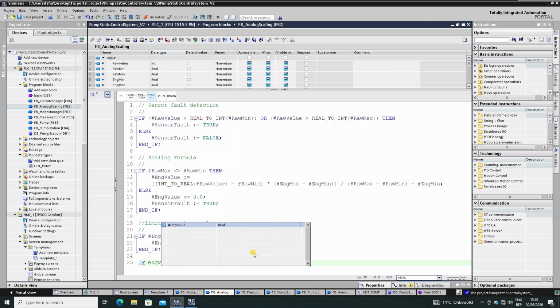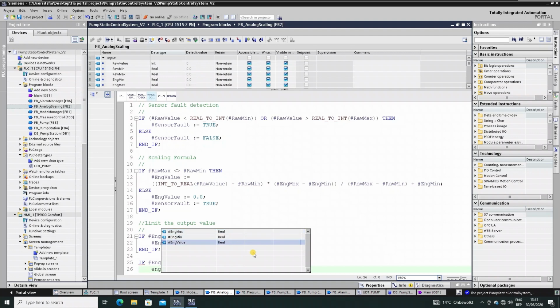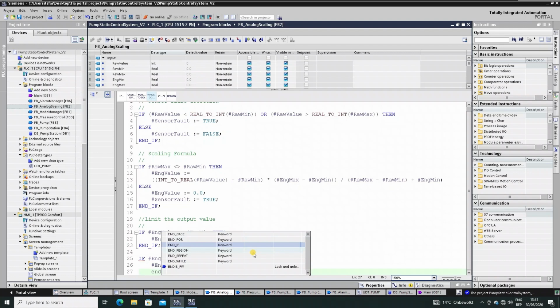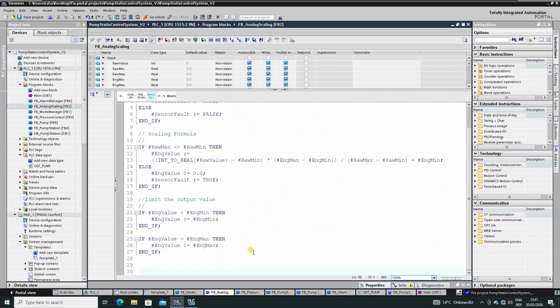For example, if the pressure range is 0 to 10 bar, the output value will stay between 0 and 10 bar. This is useful for HMI display, trend stability, and alarm handling. Even if the raw value gives a small error or goes slightly outside the range, the displayed value will remain inside the expected limits. This was our session for today.